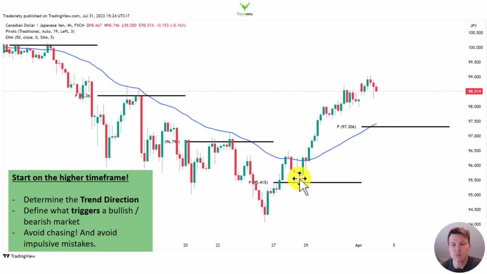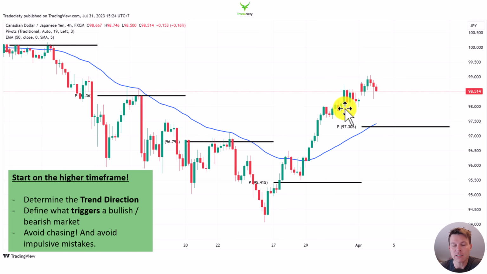Then the market seemed to have rolled over. The market made here this fake out. Then we are starting to make higher lows. And now the market is in an uptrending scenario. We are above the moving average. We are above the pivot points here. And that is very important to understand on a higher time frame.